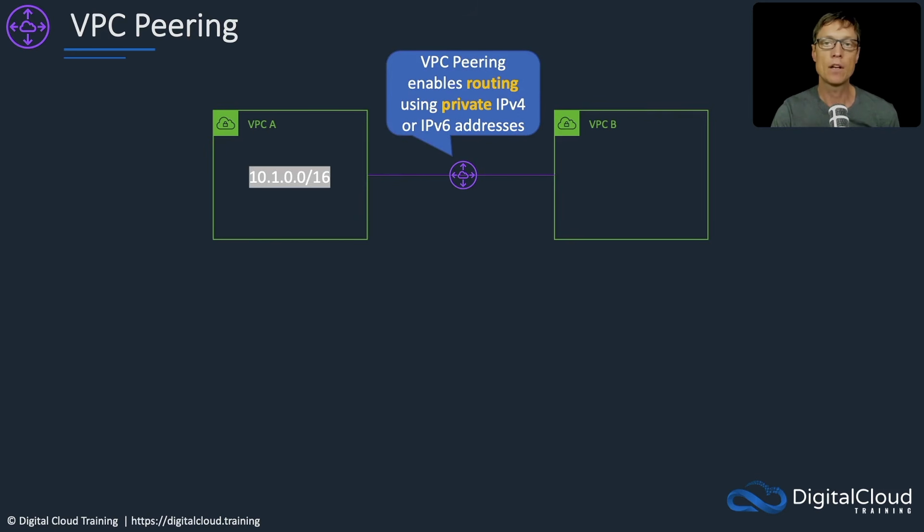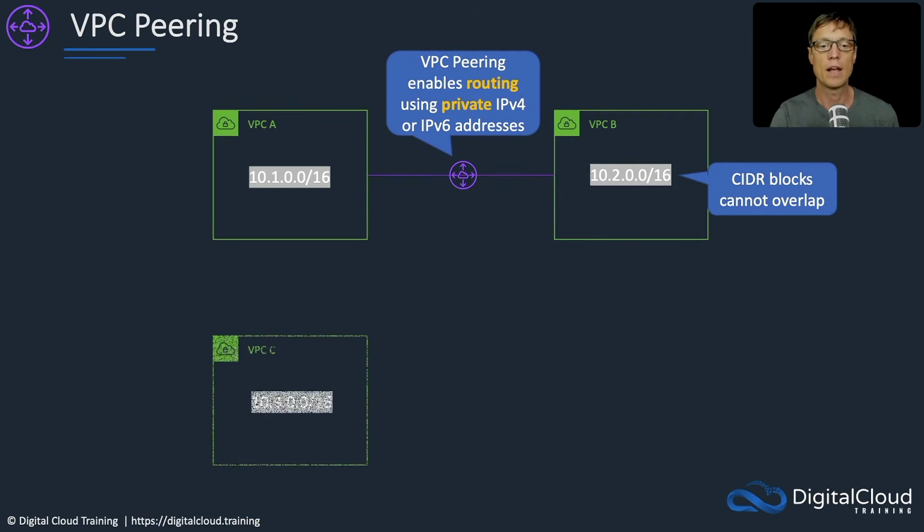Now, the CIDR blocks for our VPCs must not overlap. So this is a very important consideration when you're choosing the CIDR blocks to use for your VPCs, because even if they're in different accounts, you might someday want to connect your VPCs together. And if they have the same CIDR blocks or CIDR blocks that overlap with each other, then that won't work. So you must have CIDR blocks that don't overlap.